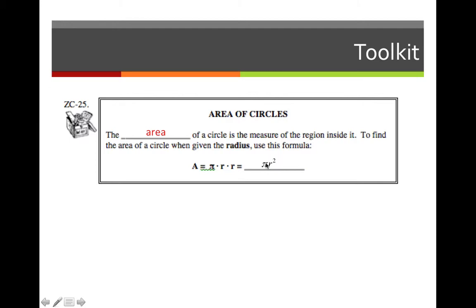Now think about this. We said the rough estimate of pi is 3. When we did the last two activities, 4 r squared was too much area and 2 r squared was not enough area. That's why our formula will be pi r squared. It's going to be right in the middle. So that makes sense for the amount of space that we have to fill.